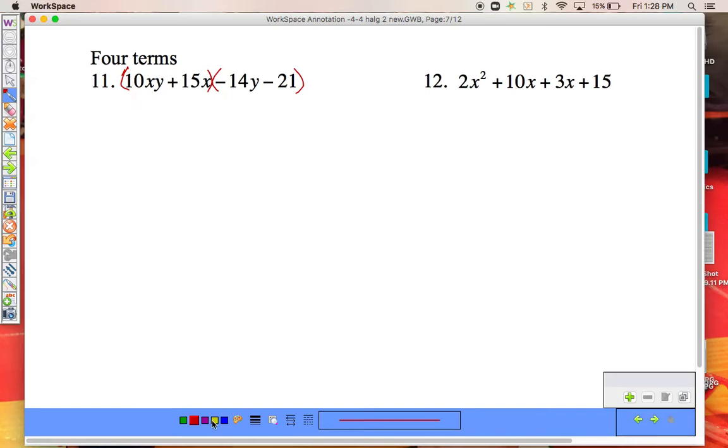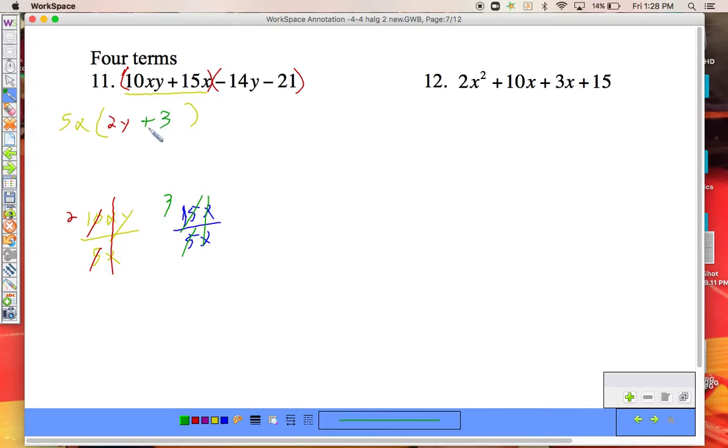So I'm going to look at these 2 terms and decide what they have in common. What's the greatest common factor? I can take a 5x out of both of these terms. The idea of taking a 5x out is I'm going to divide by 5x. 10 divided by 5 is a 2. The x's cancel out, leaving behind a 2y. My second piece, 15x divided by 5x: 15 divided by 5 is 3, and my x's cancel out, and I'm left with a 2y plus 3.